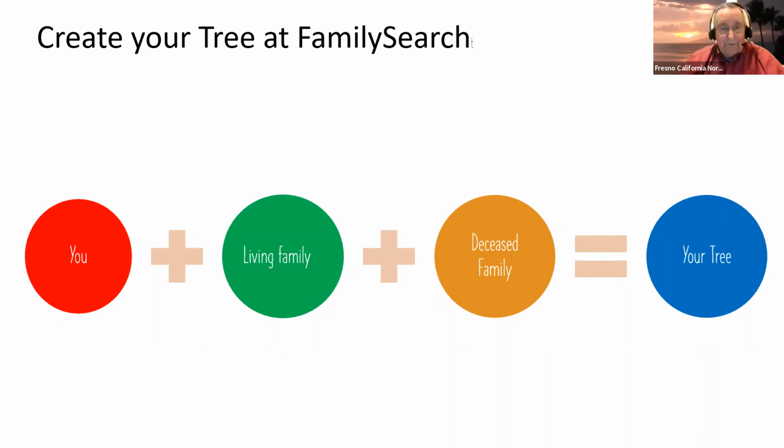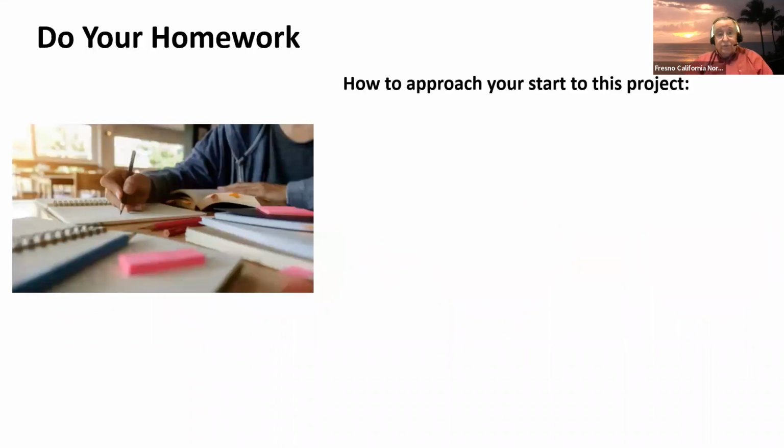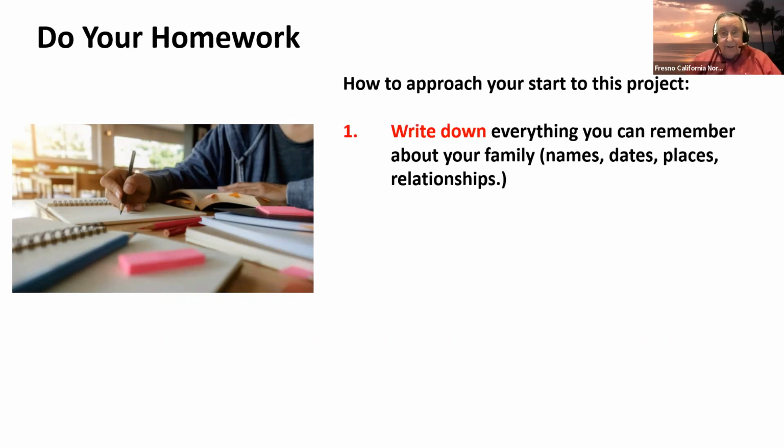So we're going to walk through that, but we need to start where we really need to start, which is our homework. When you approach this project, you really want to do some things. First thing is write down everything you can remember about your family. Names, dates, places, relationships.